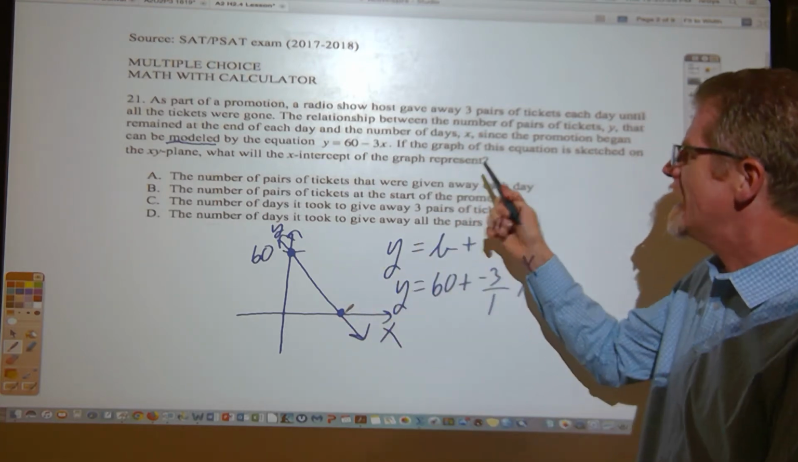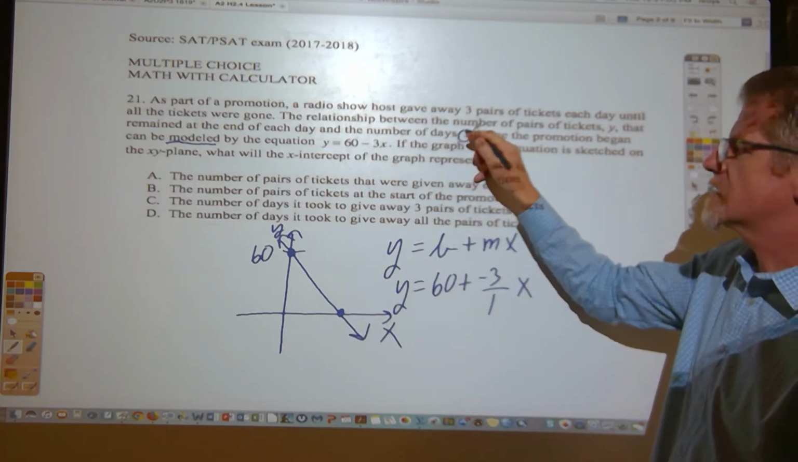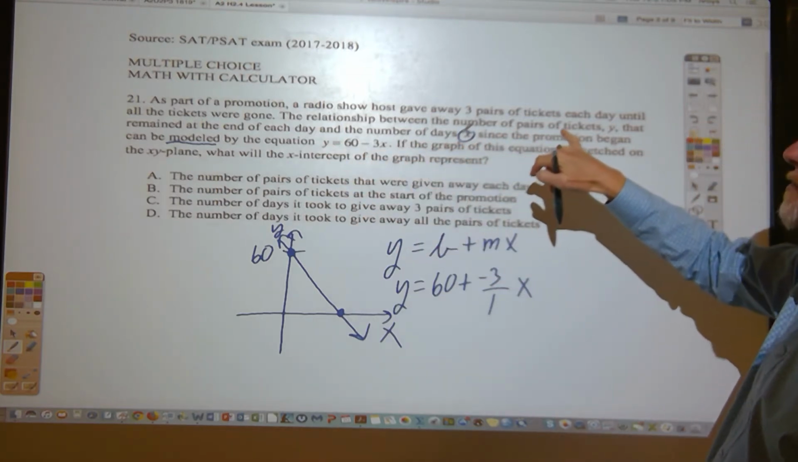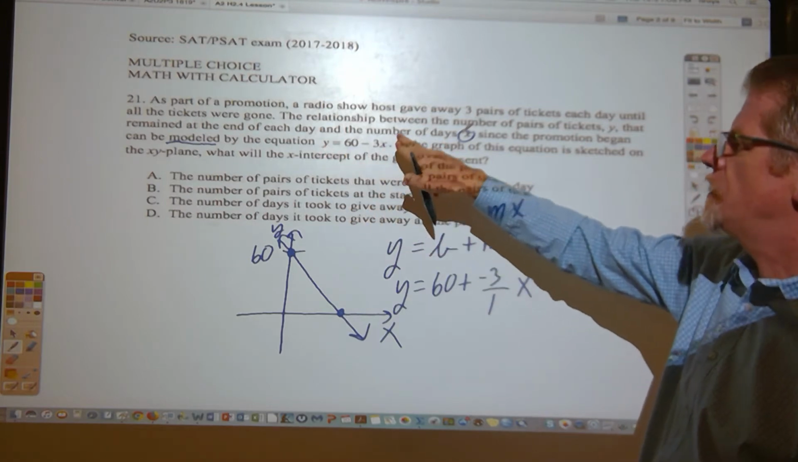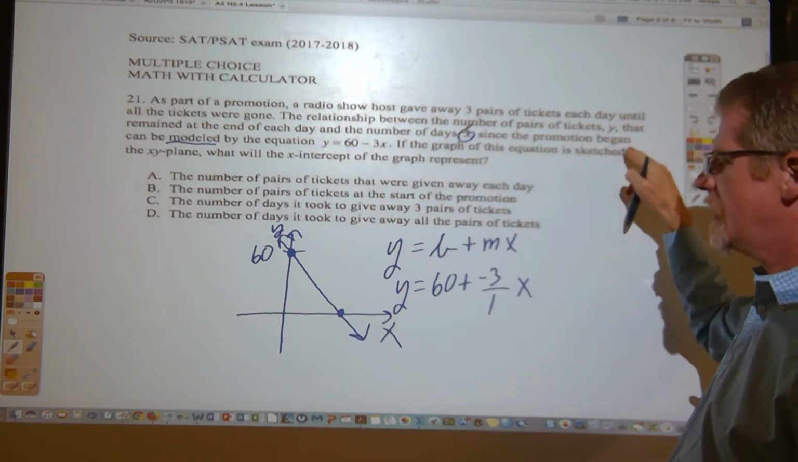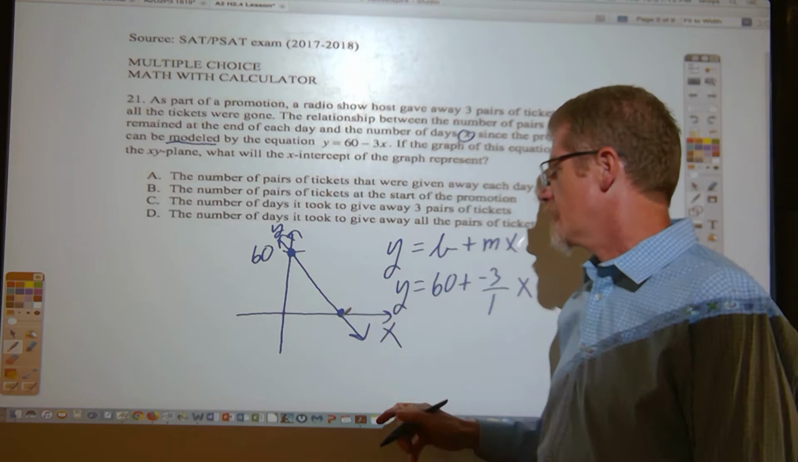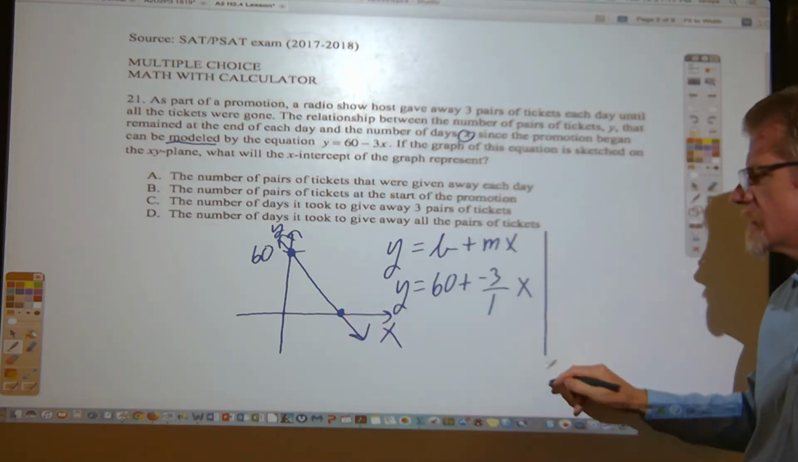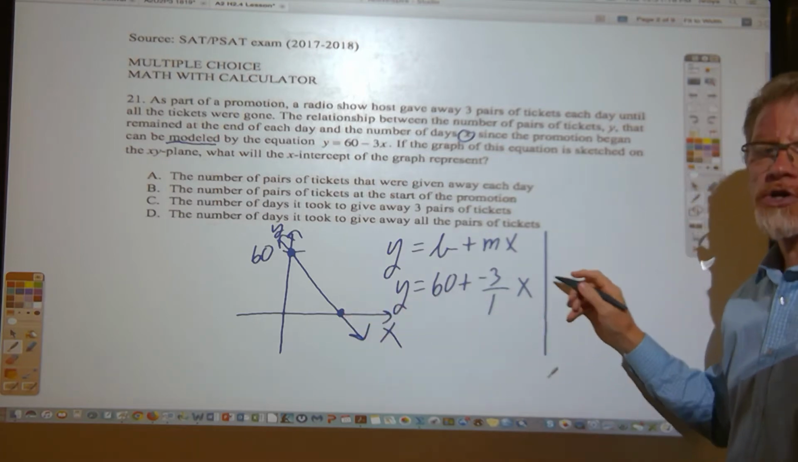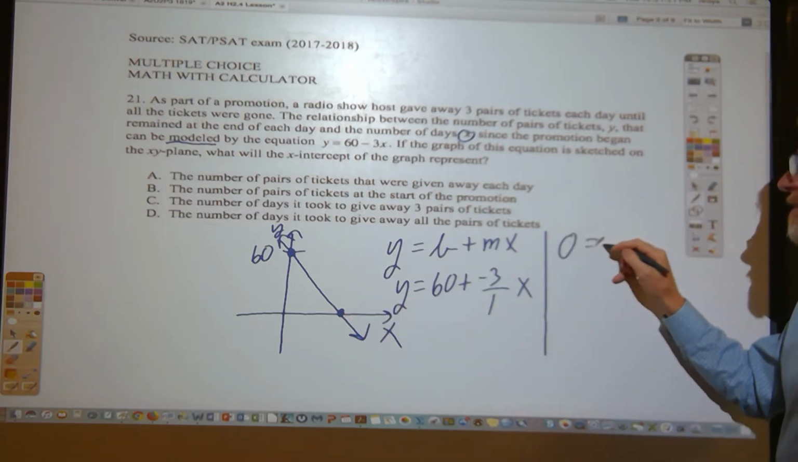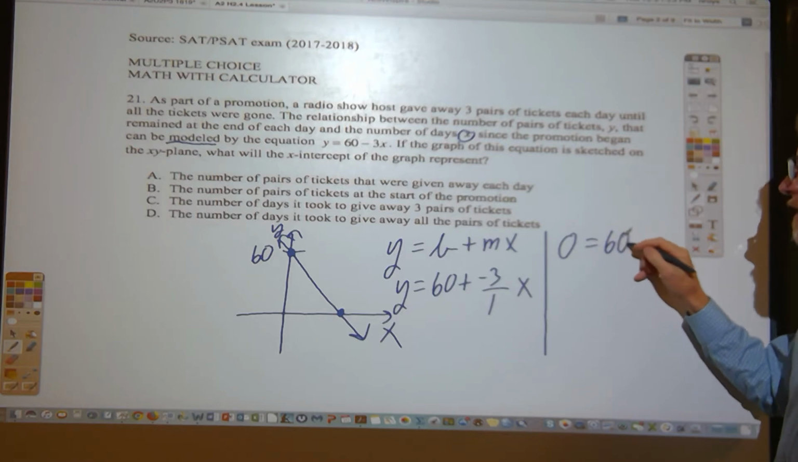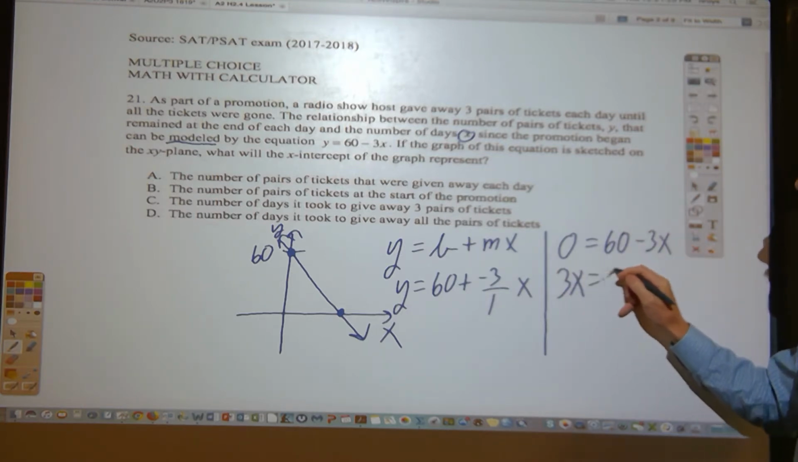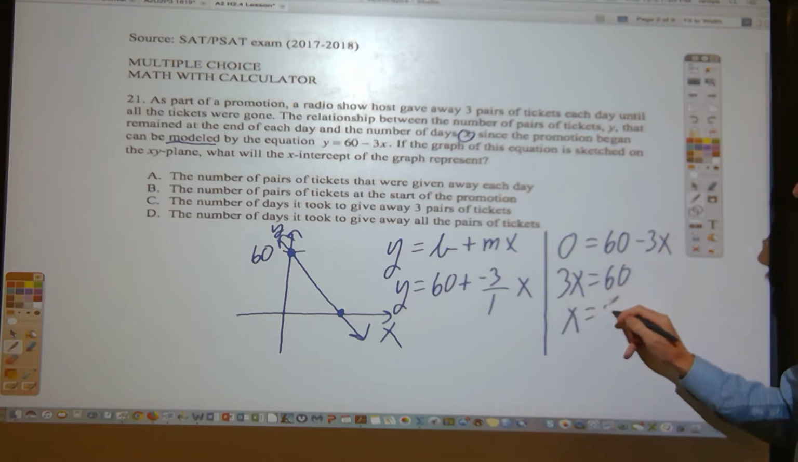And when I look at what x means, there is meaning attached to x. x represents the number of days since the promotion began. So let's find out what this is. Let's solve for what x is, even though they're not asking us to do it. The x-intercept corresponds to y equals 0. So we get 0 equals 60 minus 3x. When you add 3x to both sides and divide by 3, you get 20.